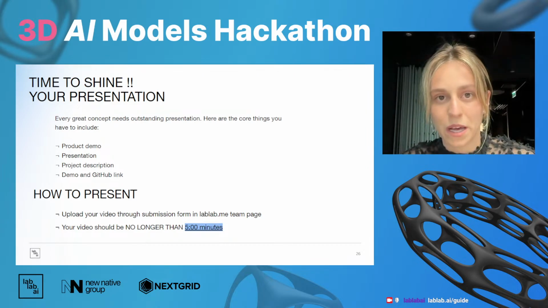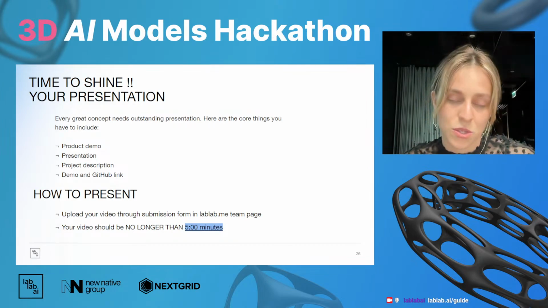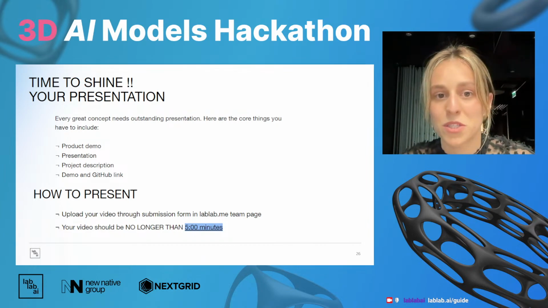Check the submission section to see what exactly you have to submit. Go to your team page and click the submit project button. There you will see all the things you have to submit about your project when you're making the submission.